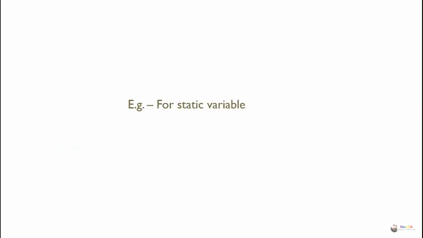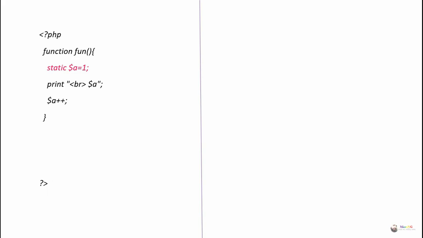Example for a static variable in PHP. We are writing the script inside the PHP scripting block. First we define a function fun. Inside the function we have a static variable. a is a static variable and it is first initialized as 1, and then we display the value of a. After that we increase the value of the variable a by 1. So first a is 1, it will display as 1, and after that it will become 2.